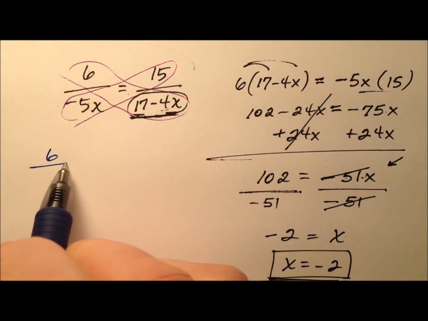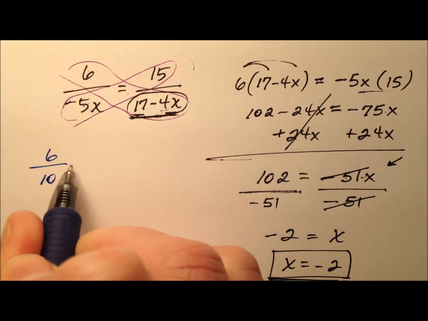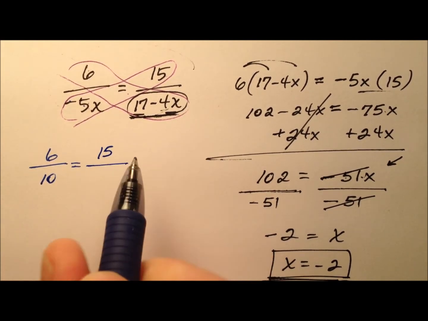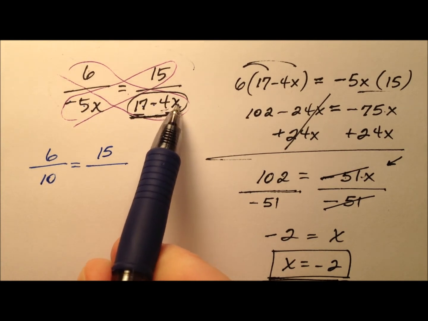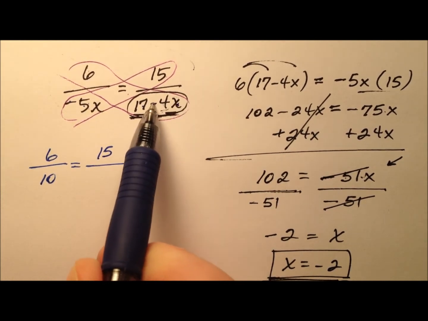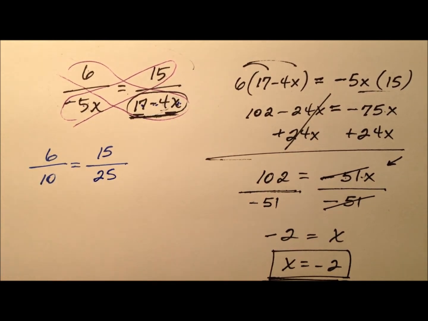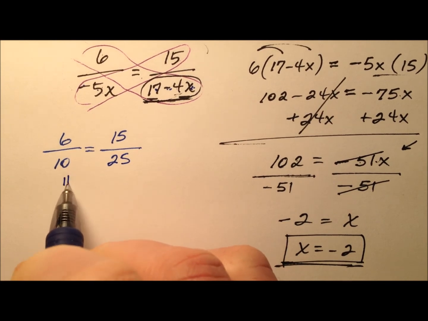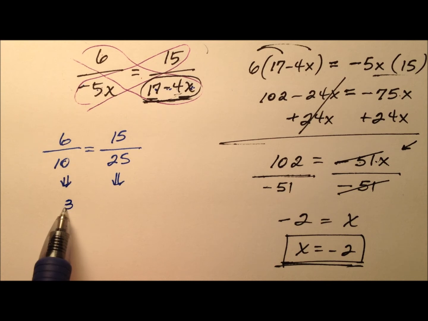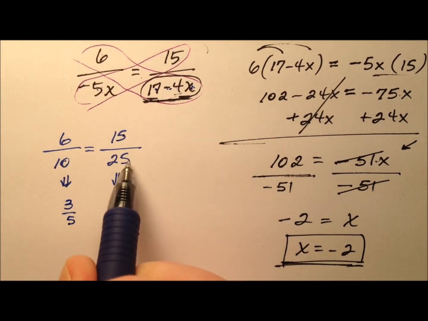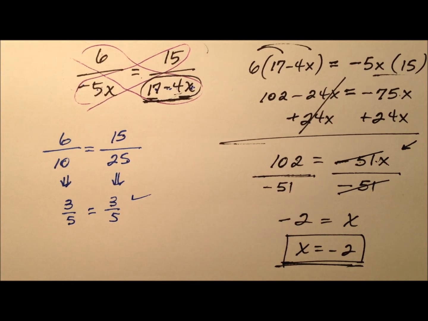So 6 over, so negative 5 times negative 2, that's positive 10, equals 15 over 17 minus, okay, so 4 times negative 2, and that's going to be negative 8, but we're subtracting, so 17 plus 8 will be 25. Let's go ahead and simplify both of these fractions. 6 over 10 will reduce to 3/5. 15 over 25 will reduce to 3/5. And yeah, those guys are equal.